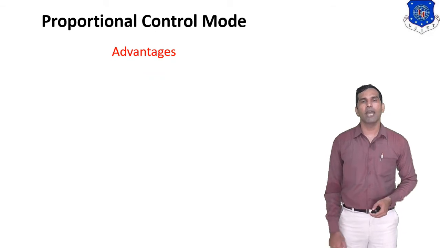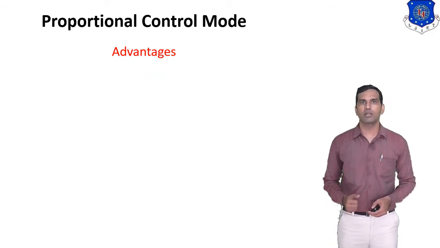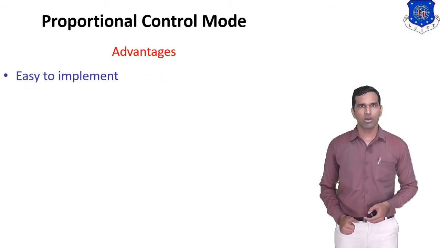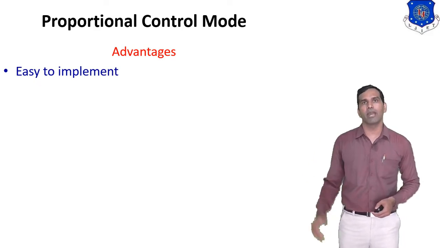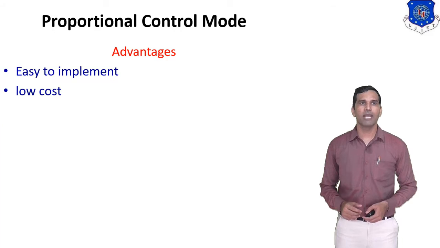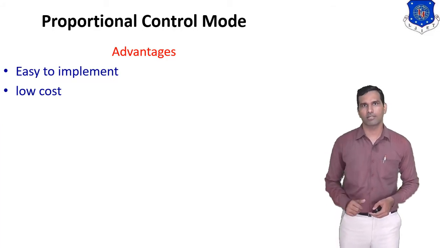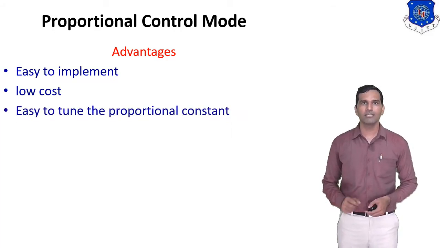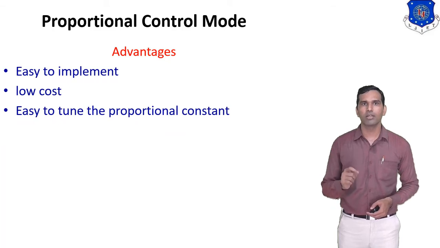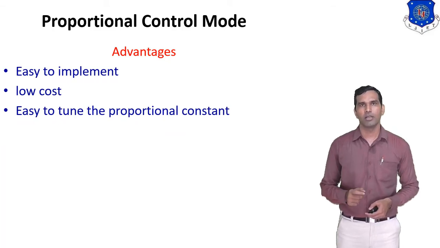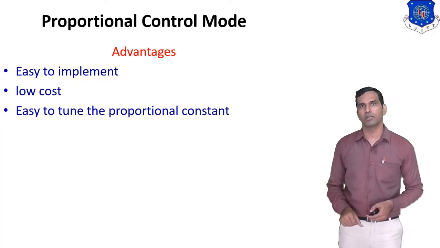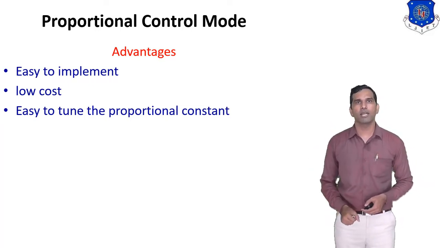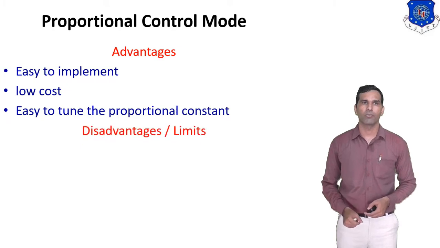Now we discuss the advantages of proportional control mode. The first advantage is that it is easy to implement. The next one is low cost. The third one is that it is easy to tune the proportional constant. That means we can easily tune the proportional constant. So this is also an advantage of proportional control mode.